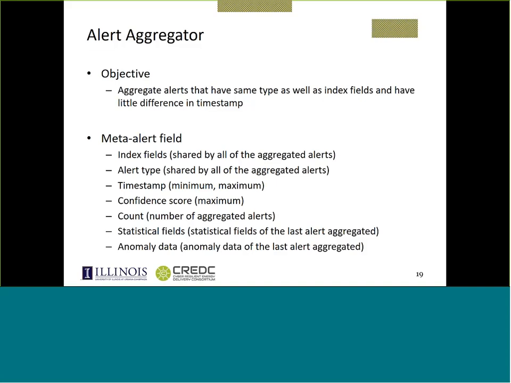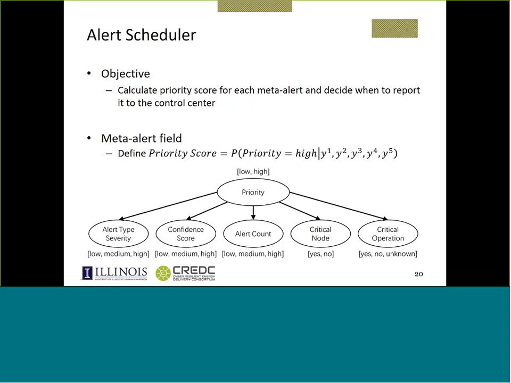Whenever the alert aggregator receives a new alert, it tries to aggregate it into existing meta alerts. However, if it cannot find any existing meta alert the new alert can merge into, it will create a new meta alert. In this way, consecutive duplicate alerts about the same event are aggregated into one meta alert, which helps prevent alert flooding and simplifies further analysis of the alerts. Every time a meta alert is created or updated, by update I mean other new alerts are merged into it, the meta alert is forwarded to the alert scheduler. In the alert scheduler, the priority score of the meta alert is calculated, and the report frequency back to the control center is decided.